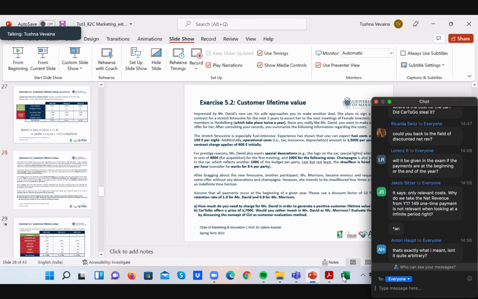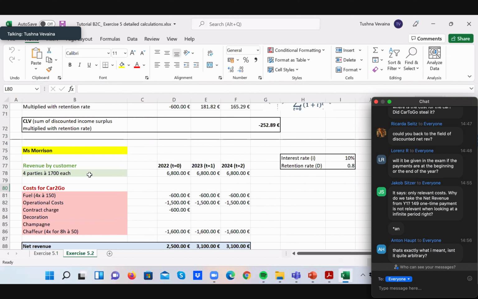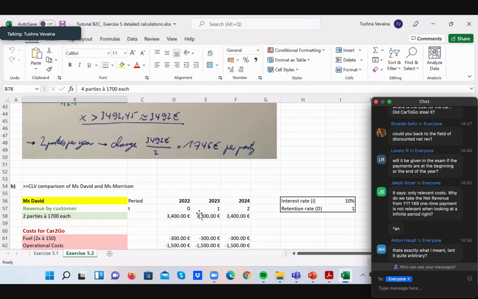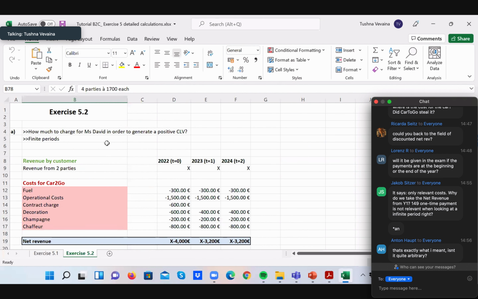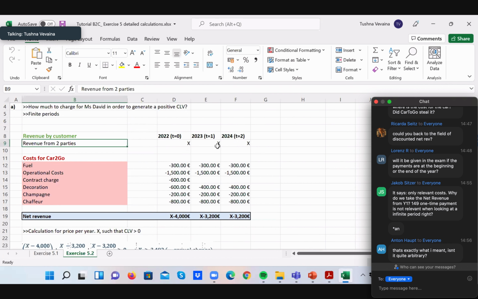Again, I'll share my Excel. I've put it in neatly there so you all can understand better. So we have revenues from 2 parties, and we say, okay, we're using that as X for T equals to 0, T equals to 1, T equals to 2. And then we're deducting your fuel costs, your operational costs. Contract charge is just for the first year. It's not there in the next 2 years. Decoration is 600 in the first year and then 400 subsequently. And then you have champagne and chauffeur costs for all 3 years. We're assuming it's all going to be 800, 800. There's going to be no change.